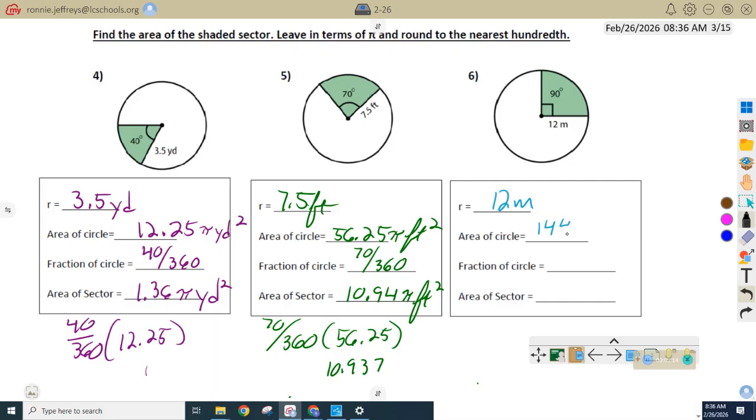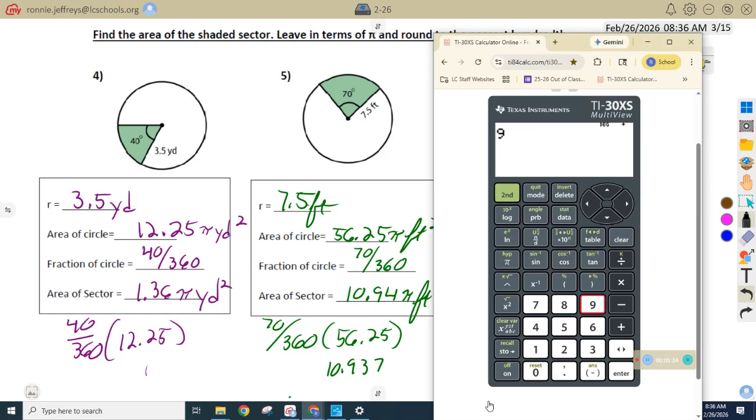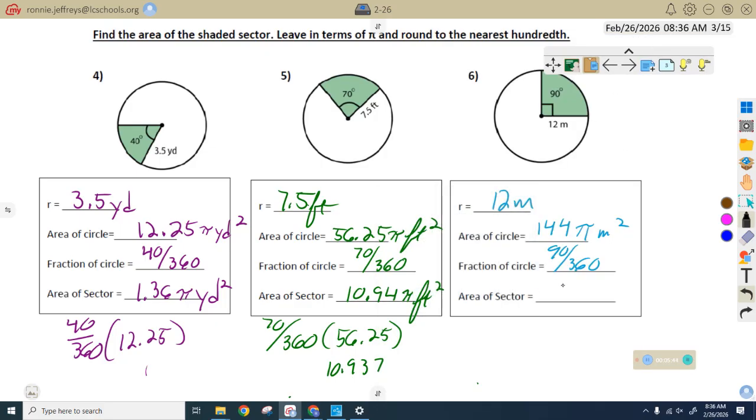12 meters, 144 pi meters squared. Somebody's music or something is way, way loud. So 90 over 360 times 144. All right, so this is 36 pi meters squared.